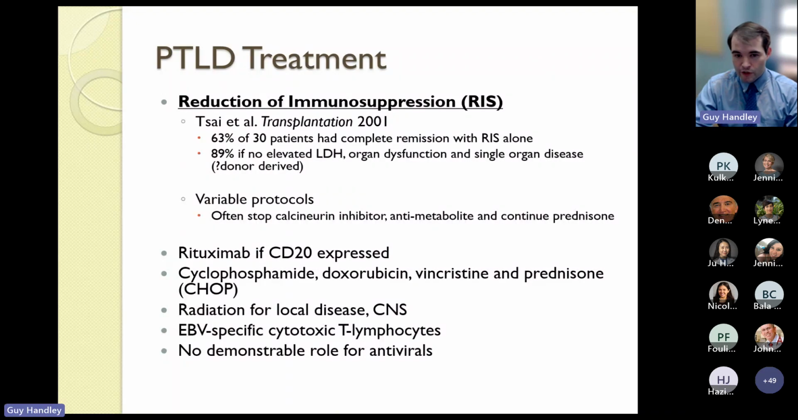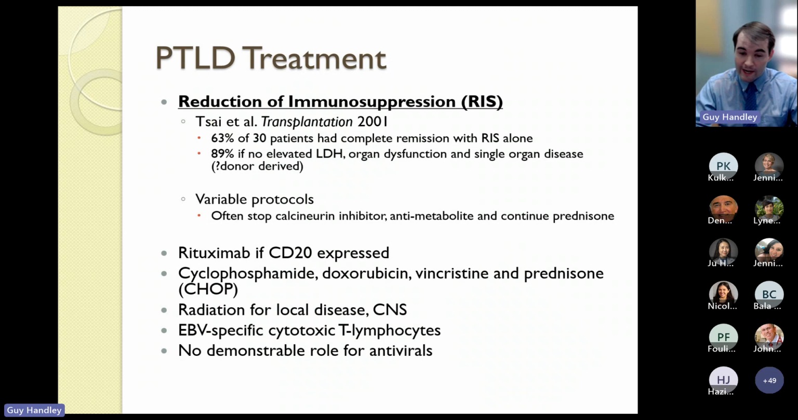In that study, if you just focused on patients who had a normal LDH, no evidence of organ dysfunction, or single organ disease, certainly some of those were probably actually donor-derived if it was the allograft itself, reduction of immunosuppression cured 89% of them. If there is CD20 expressed in the lymphoproliferative disorder, you could potentially give rituximab. If it's an aggressive lymphoma, they may need cytotoxic chemotherapy. Local disease sometimes gets radiated, or CNS disease.